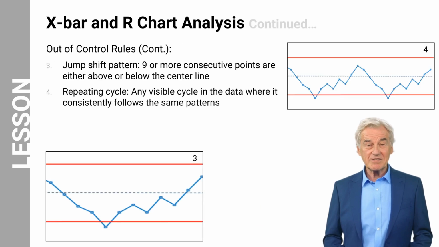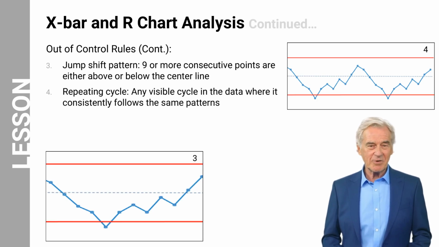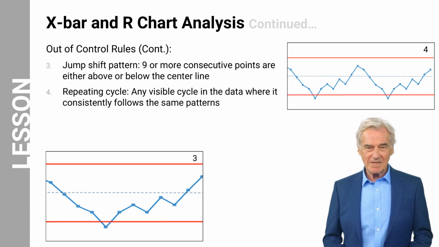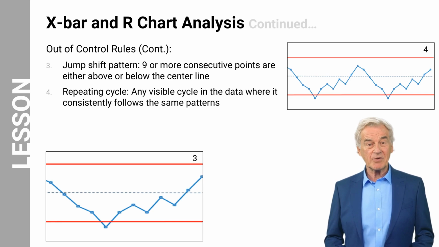The third condition is called a jump shift pattern. This occurs when 9 or more consecutive points are on one side of the center line. If there are 9 points in a row above the center line, or 9 points in a row below the center line, then the process is out of control. The fourth condition is called a repeating cycle. This is any visible cycle that you can see in the data where it consistently follows the same patterns. This means that there are external factors dramatically affecting the data in a cyclical manner, and the process is not in control.